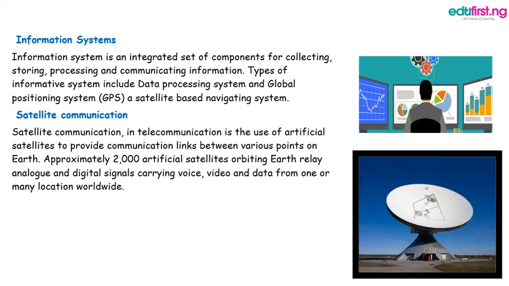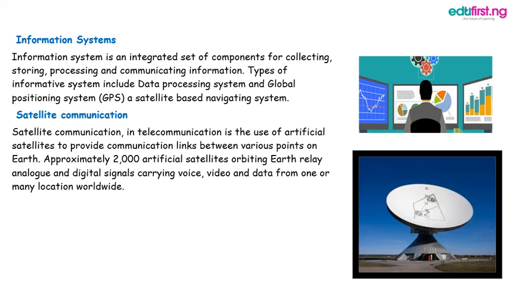Information system is an integrated set of components for collecting, storing, processing, and communicating information. Types of information system include data processing system and global positioning system, that is a GPS. Then the last one, the last type of ICT we have is the satellite communication. What do you understand by satellite communication?